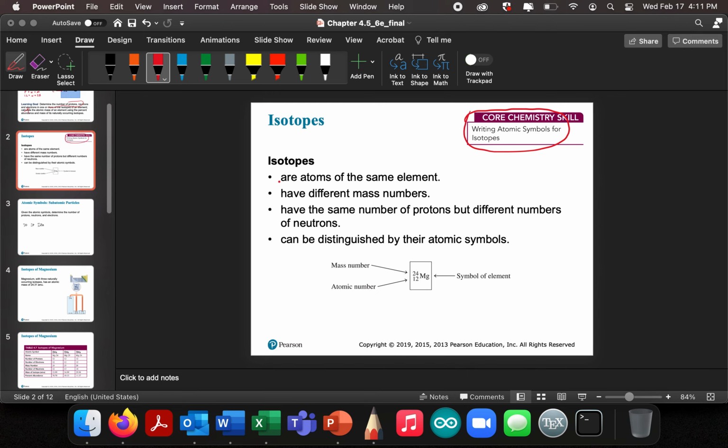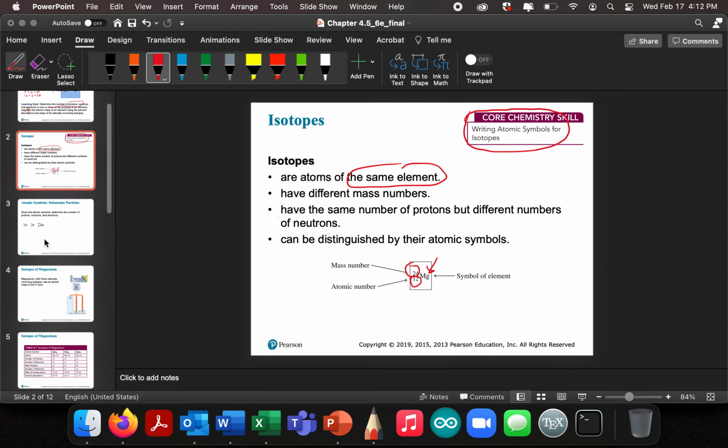Now remember, isotopes are atoms of the same element, but they don't always have the same number of neutrons. They always have the same number of protons if it's the same element, but they might not have the same number of neutrons, and that's why we write out isotopes. Isotopes have different mass numbers from each other, the same number of protons but different neutrons, and they can be distinguished by their atomic symbols. So this is the mass number, this is the atomic number, and this is the symbol.